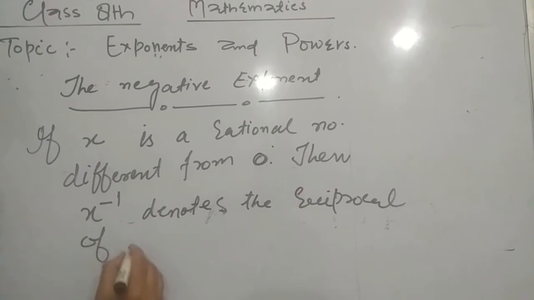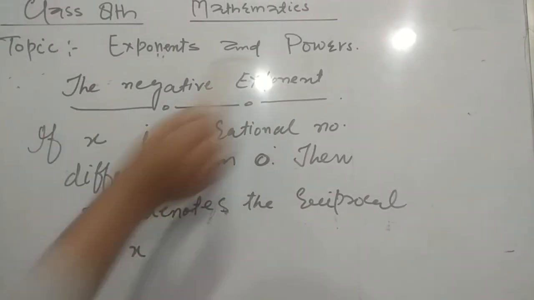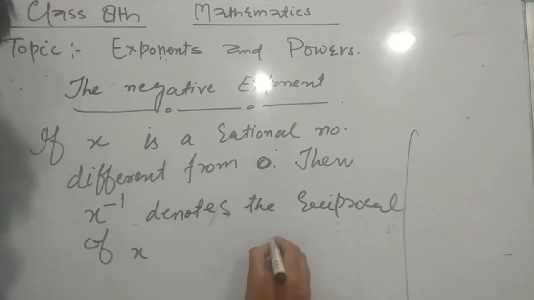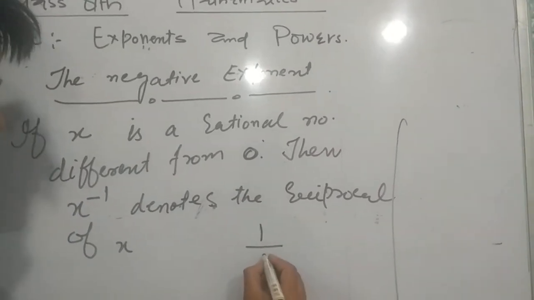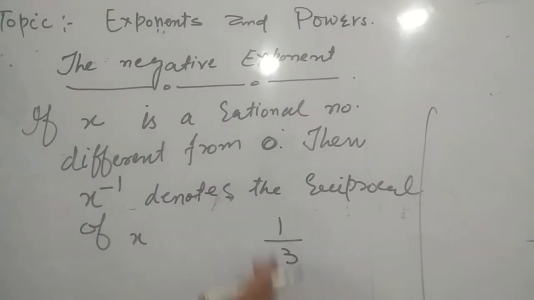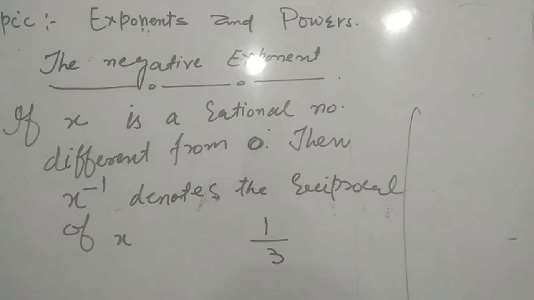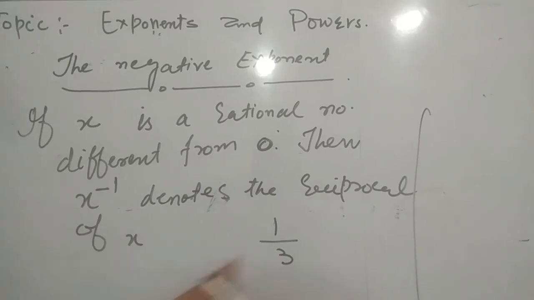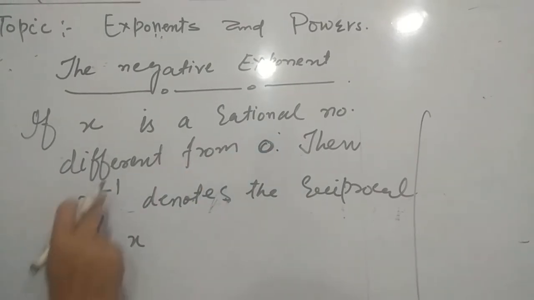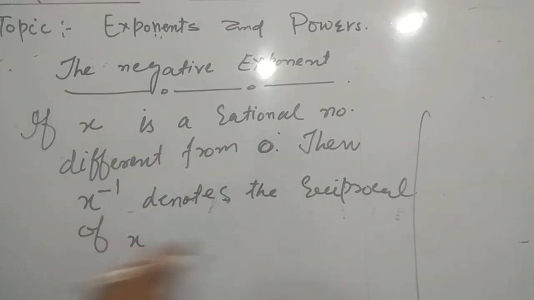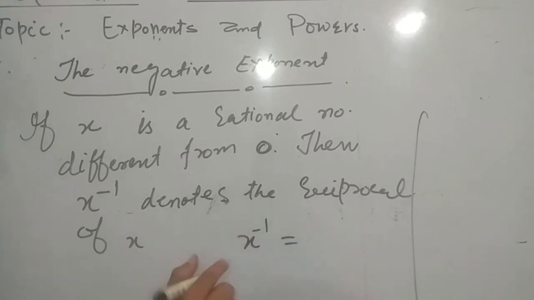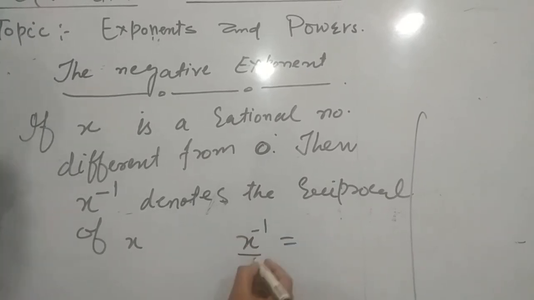x. For example, the negative exponent: if x is a rational number, for example 1 divided by 3, here x is equal to 1 divided by 3, which is a rational number. If x is a rational number different from 0, then x raised to power minus 1 denotes the reciprocal of x. Here x raised to power minus 1 is equal to x, actually it is x divided by 1.